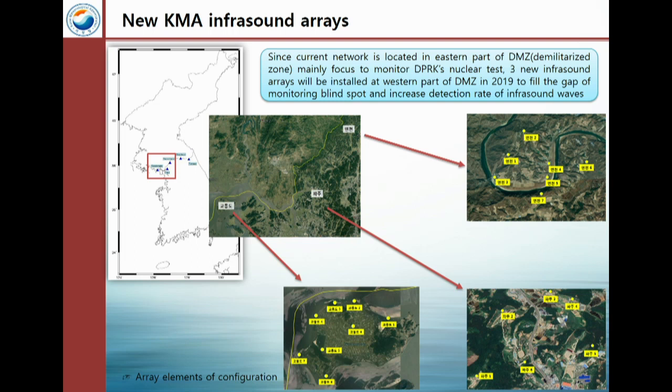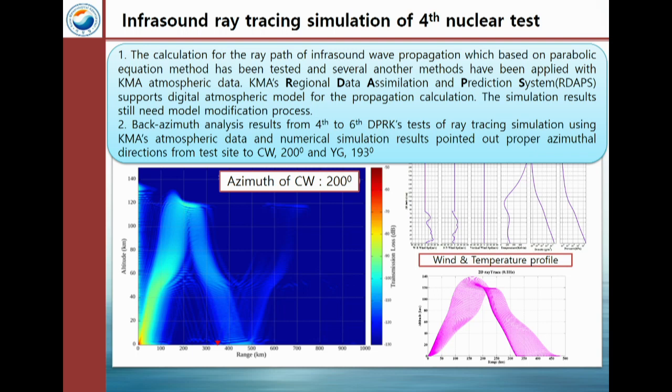And the next thing is, because we just mainly focused on observation this time, what we have to do next is consider the propagation effect, and we have to think about the back projection method. So the first thing we are doing now is infrasound ray tracing simulation for the 4th to 6th nuclear tests. The calculation of the ray paths of the infrasound wave propagation was done using KMA RDAPS digital atmospheric models for the propagation calculation.